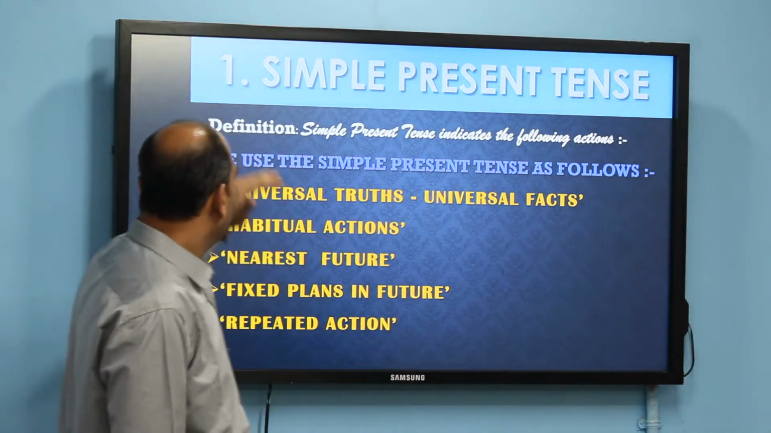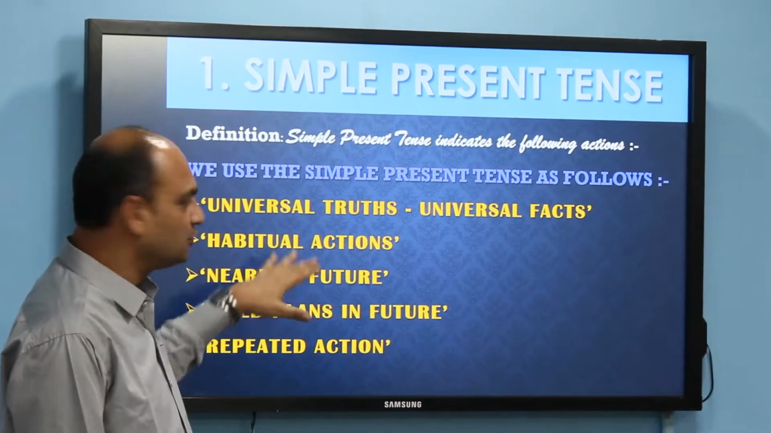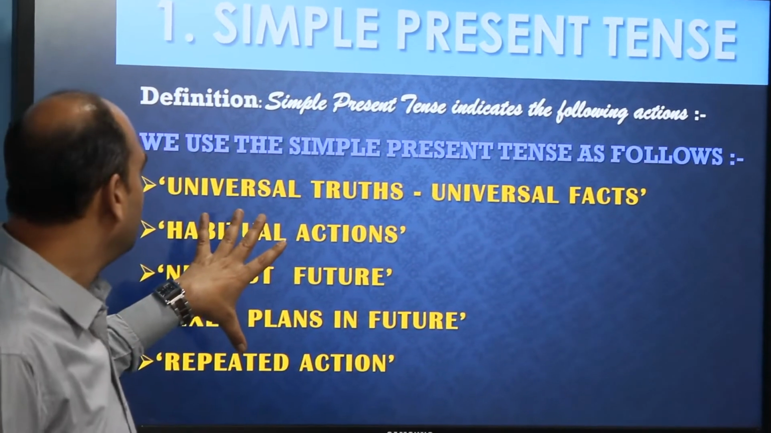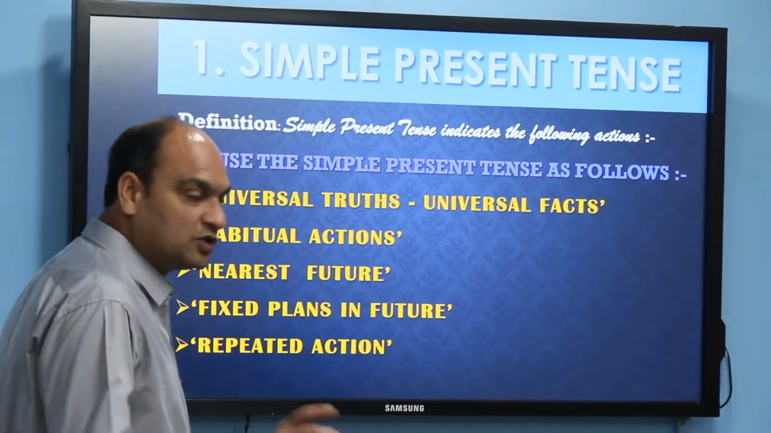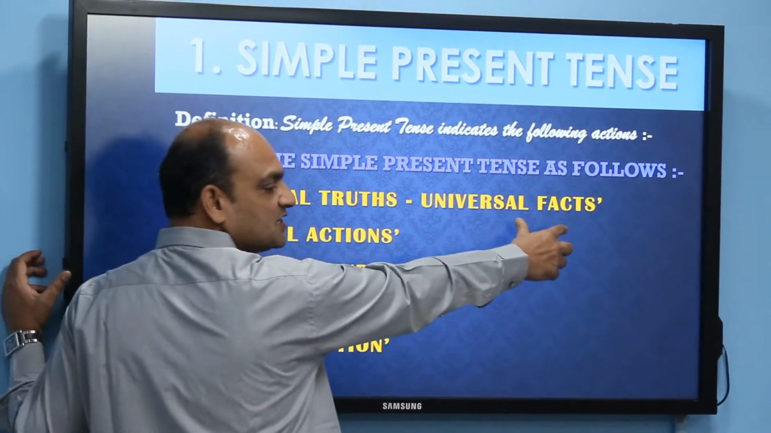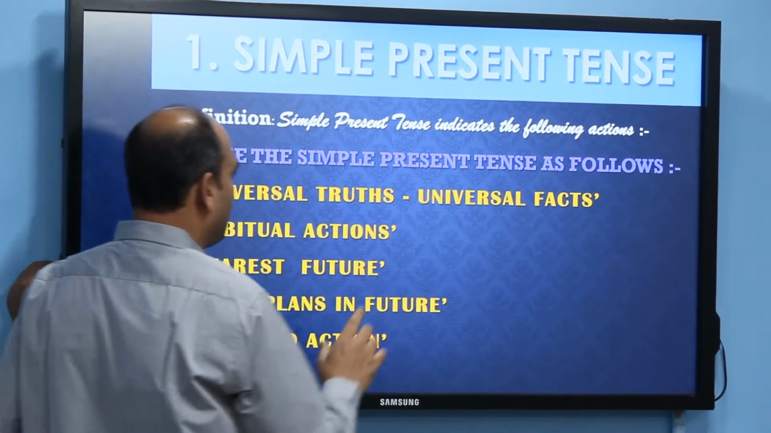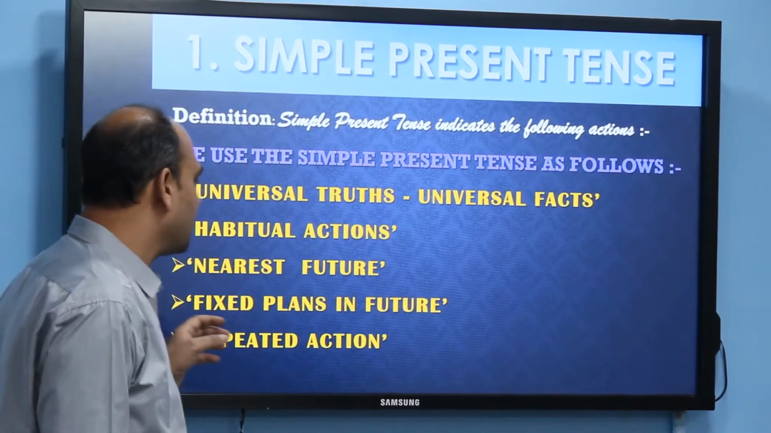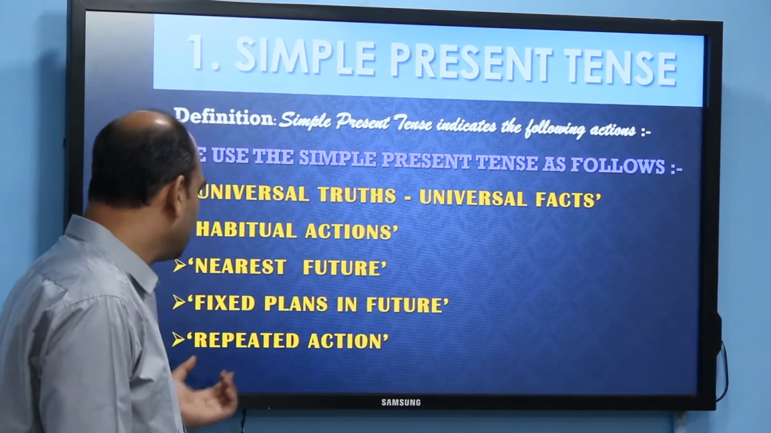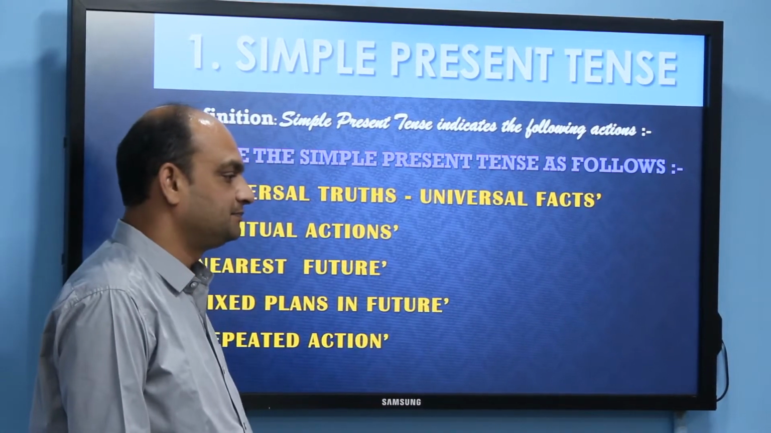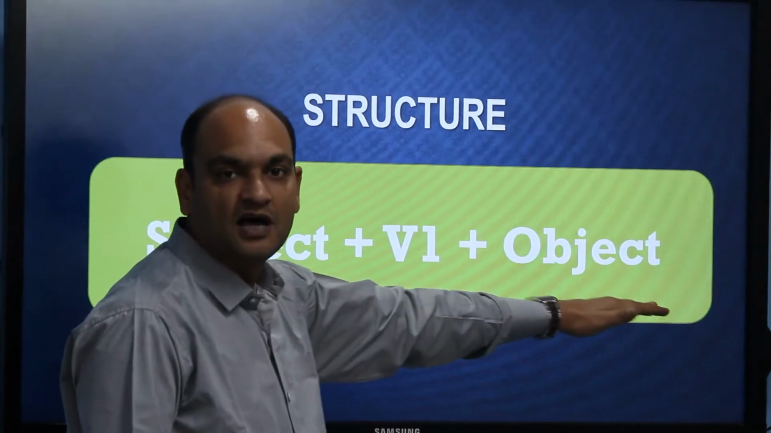Simple present tense. Definition: simple present tense indicates the following actions. Try to remember these actions to keep a hint in your mind for simple present. So we use the simple present tense as follows: for universal truths and universal facts, habitual actions, nearest futures, fixed plans in future, and repeated actions. And the structure for simple present tense is subject plus V1 plus object.